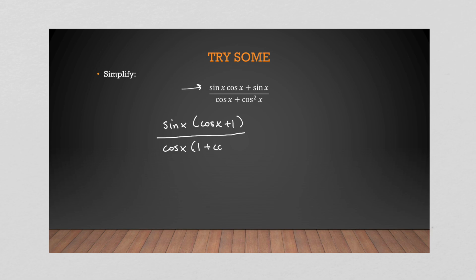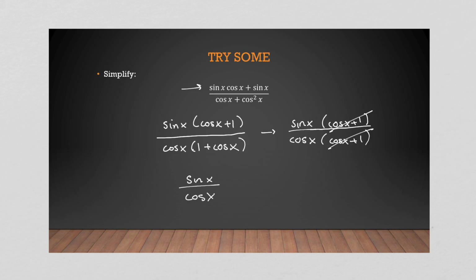So on the bottom, I'm going to factor out a cos x, and then I'll just rearrange those statements so they look a little bit more friendly to your eyes, because here we have cos x plus 1, and obviously 1 plus cos x is the same as cos x plus 1. Just rearrange, because now you can see that those two things are identical. They will cancel as common factors. We're left with sine x over cos x, which is just tan x, and we are done.